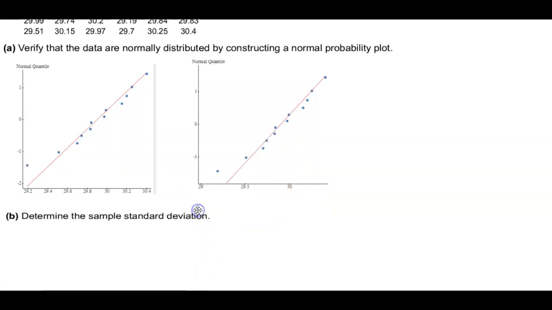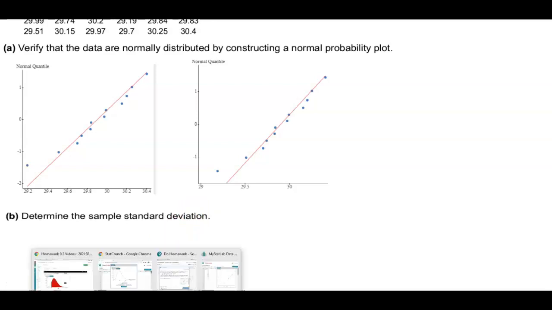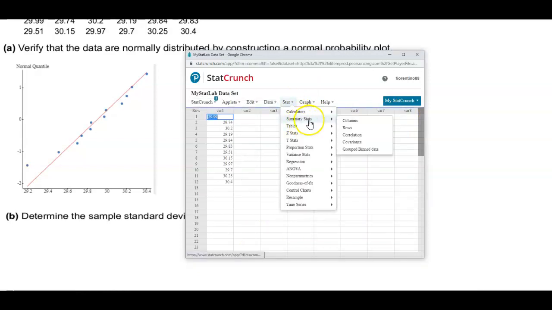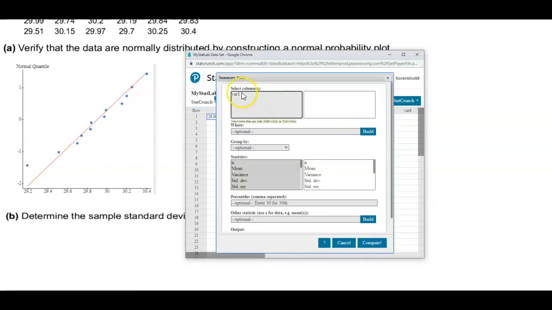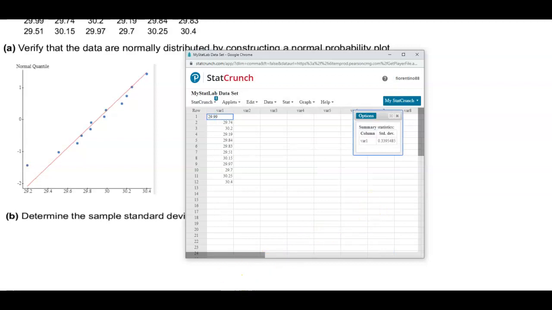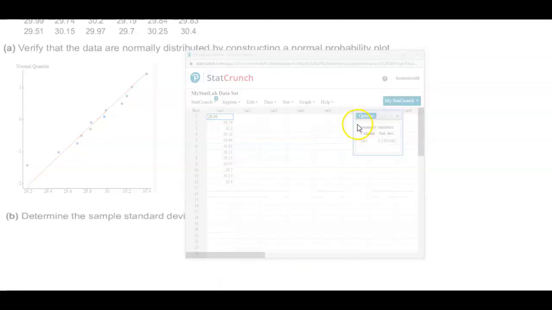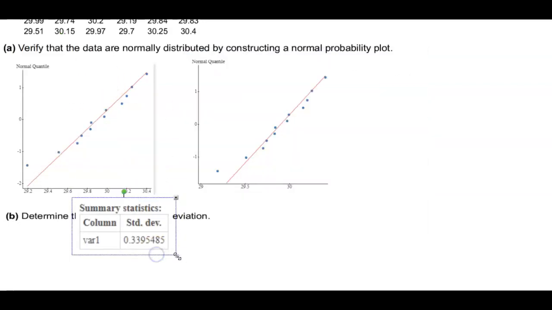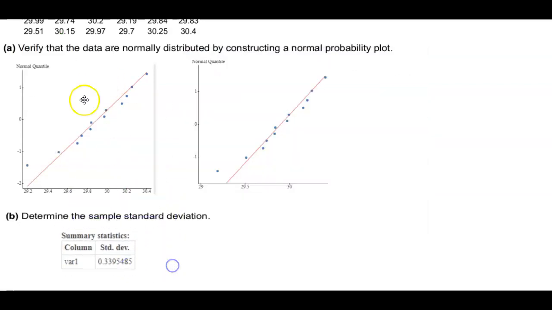Now we want to determine the sample standard deviation. So we're going to come back to our data. We're going to select Stat, Summary Stats, and go to Columns. We're going to select Variable 1 for our column, and then we want the standard deviation. Then we're going to select Compute. So let's go ahead and compute that. And there is our standard deviation.